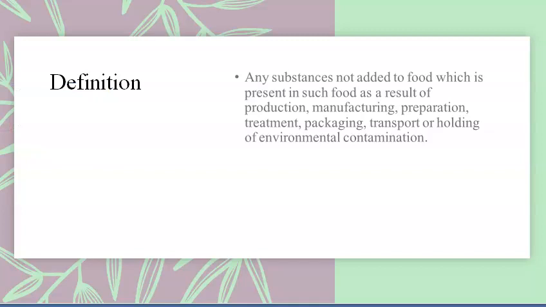So let's start with the definition of food contamination. A food object is referred to as contaminated if it comes in contact with an unwanted substance and could result in severe illness or injury if consumed. It is a result of production, manufacturing, preparation, packaging, and transportation of food.